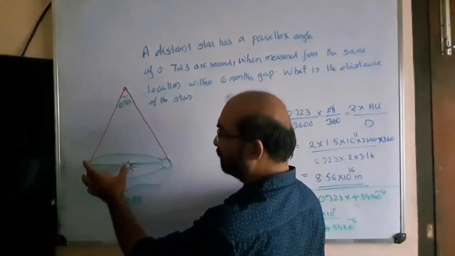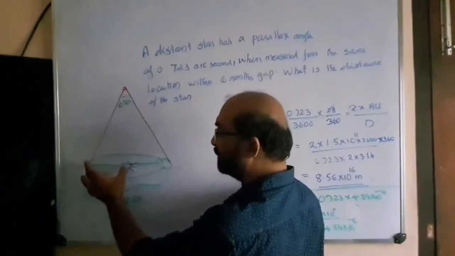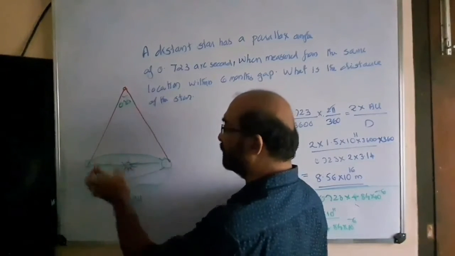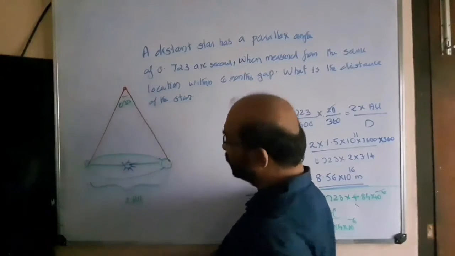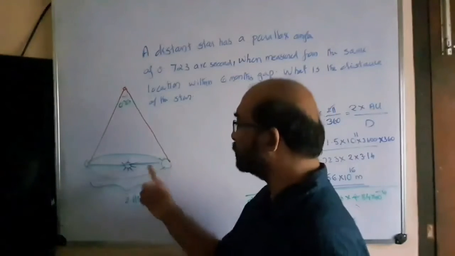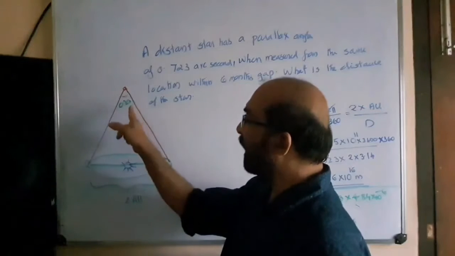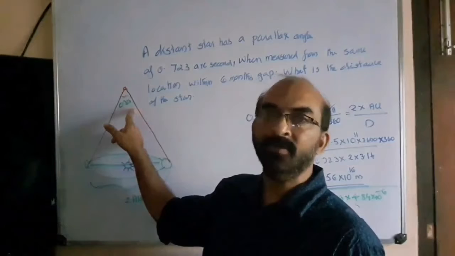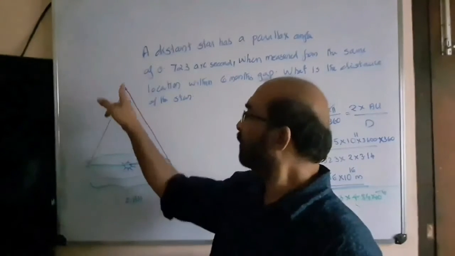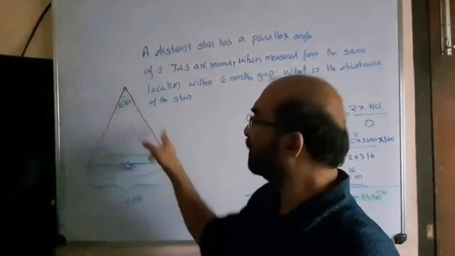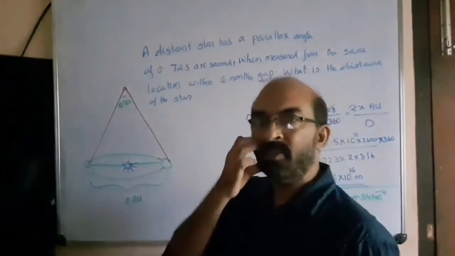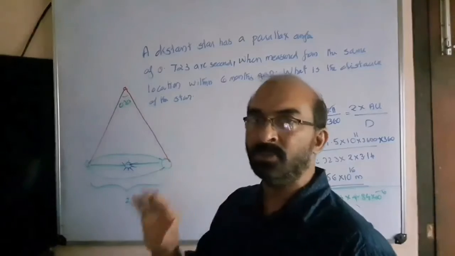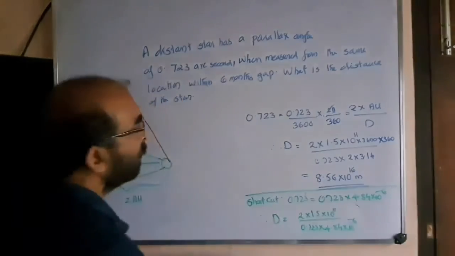Then this distance, that is the distance between the two positions, which is our small d, corresponds to twice the astronomical unit. Means distance between sun and earth is 1 astronomical unit. So within 6 months this distance will be doubled. So this small d is 2 astronomical unit. The angle has been given to be 0.723 arc second. And we have to find this distance between earth and that star. Here we assume that the star is remaining in its original position. Okay. How do we do that?